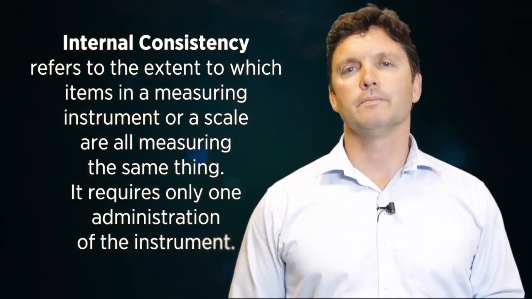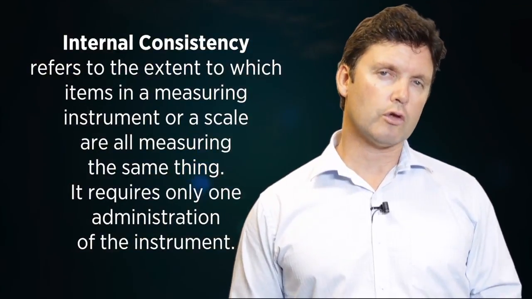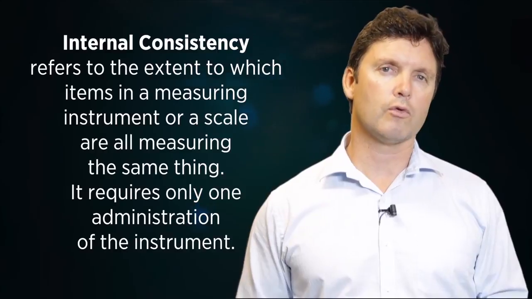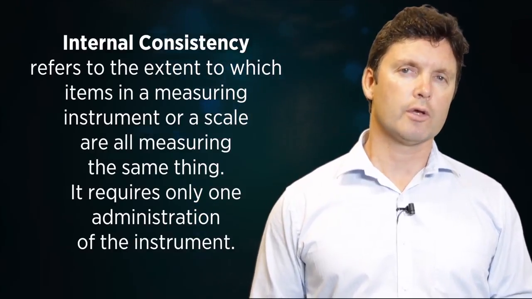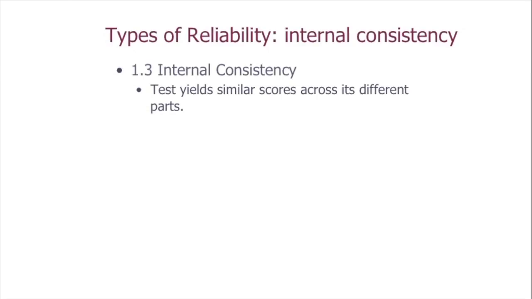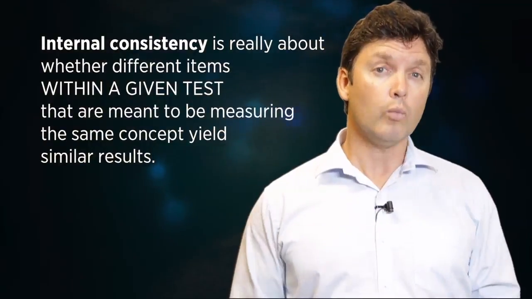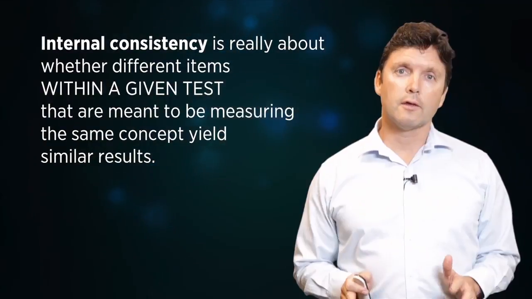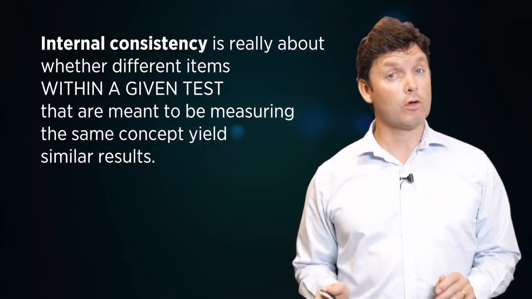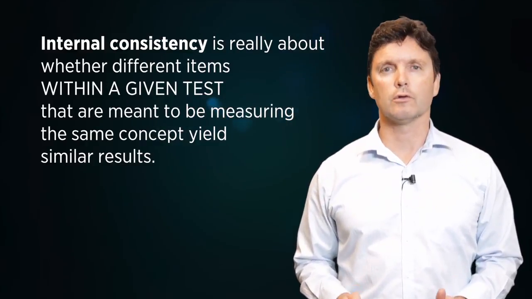Internal consistency refers to the extent to which items in a measuring instrument or a scale are all measuring the same thing. It requires only one administration of the instrument. So internal consistency is really about whether different items within a given test that are meant to be measuring the same concept yield similar results.